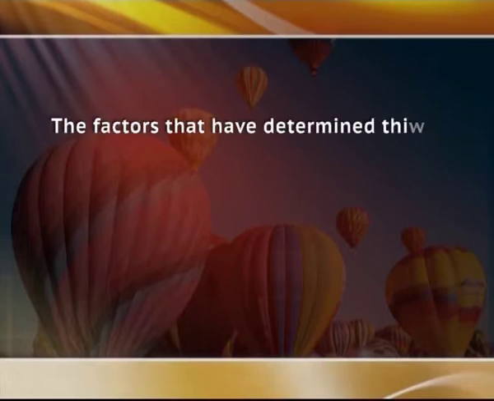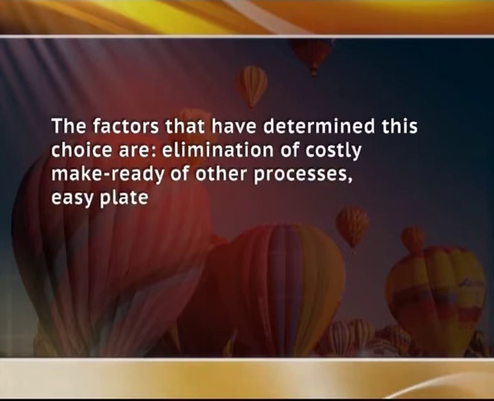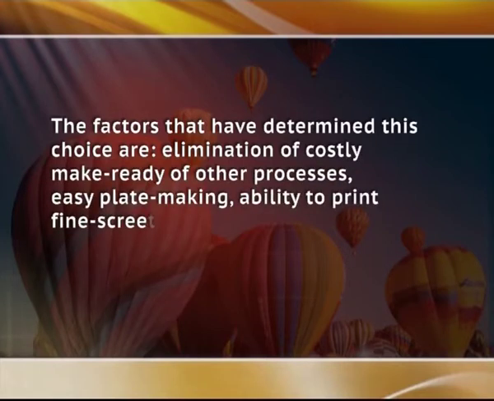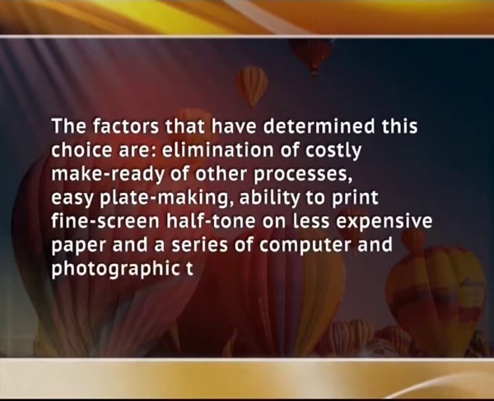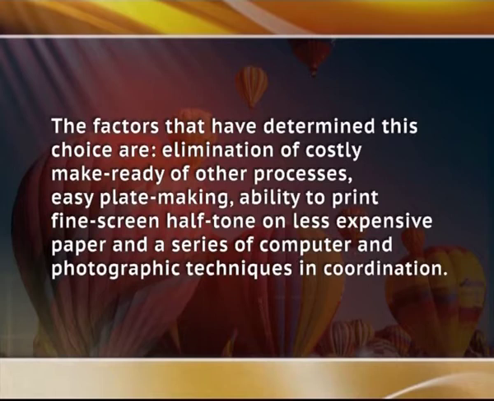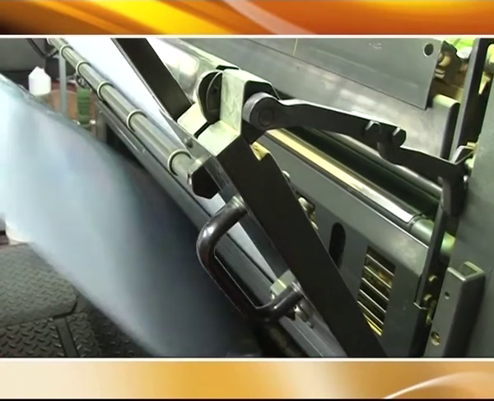Printing press. For most printing jobs, publishers' and advertisers' first choice is offset. The factors that have determined this choice are elimination of costly make-ready of other processes, easy plate making, ability to print fine screen half-tone on less expensive paper, and a series of computer and photographic techniques in coordination. Offset is one of the fastest growing major printing processes.